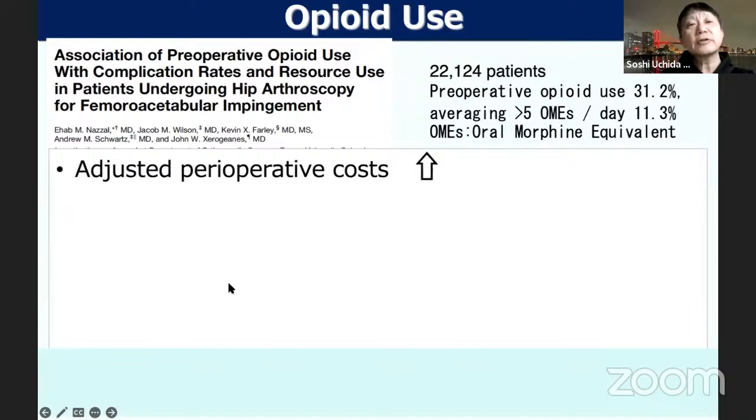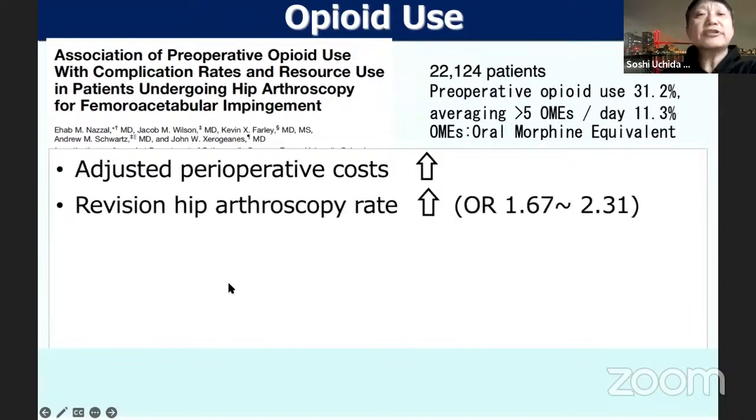Opioid use. This is a study looking at the association of opioid use with clinical outcome after hip arthroscopy.